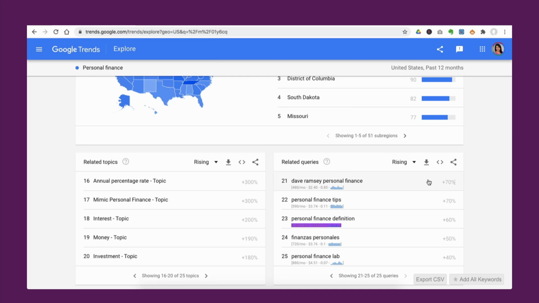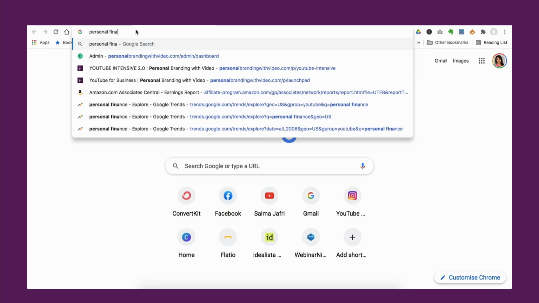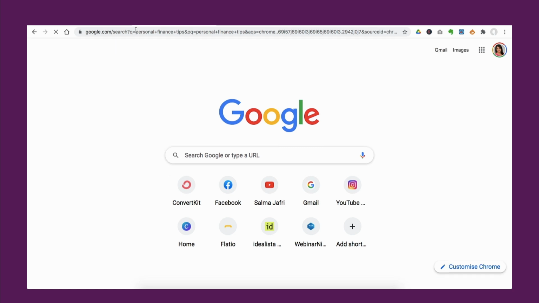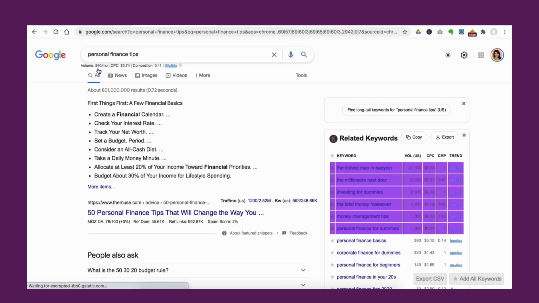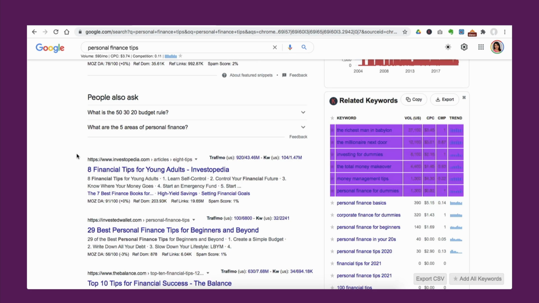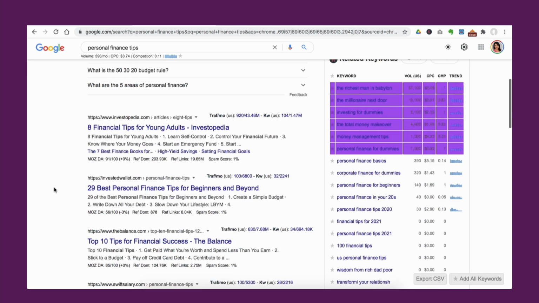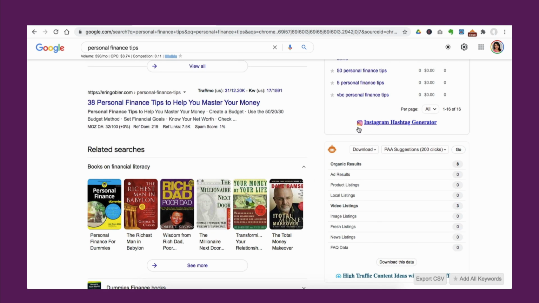And what you want to do is take some of these topics, let's say personal finance tips, and type them in a new tab into Google. Okay, personal finance tips. I'm going to type that in. And we can probably see the search volume for this is 590 a month. CPC is 3.74. And what you want to do next is you want to scroll all the way down here to this little orange icon.